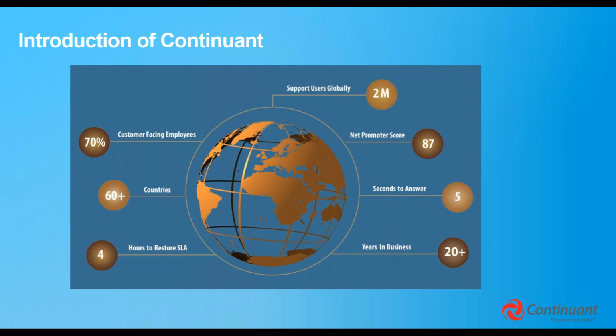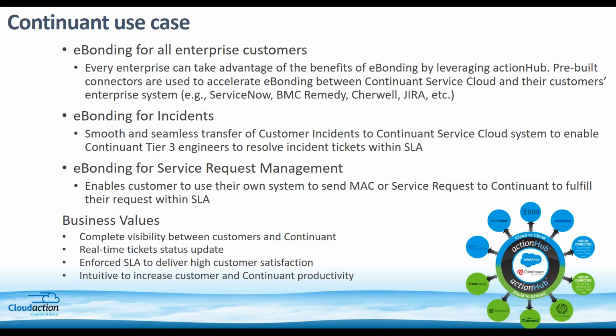So in the next slide, I'll talk about the use case they're using as part of eBonding. If you go to the Continuant website, their business plan is to enable as much eBonding as possible between their system, which is Service Cloud, and ServiceNow or any other help desk. Their customer could be an enterprise or a small or big company. They could have maybe Remedy, maybe ServiceNow, maybe a BMC product, maybe an HP product, maybe a Microsoft product. Doesn't matter. Whatever the customer has, it is their help desk system where the tickets get generated.